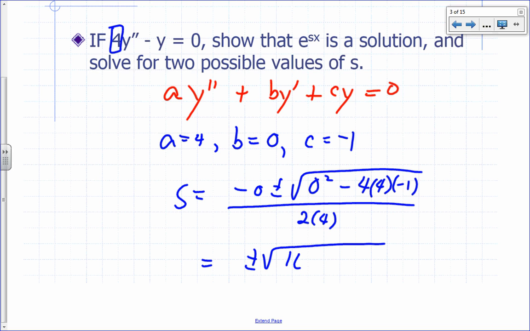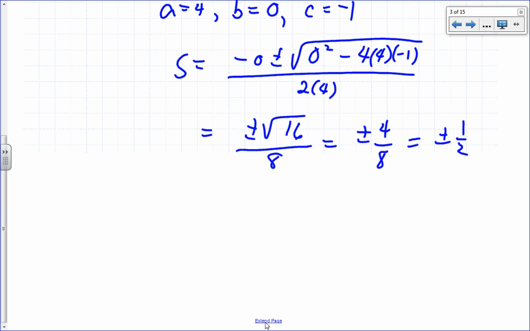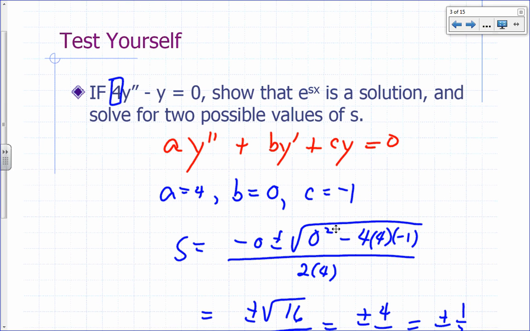16, right? That's square root of 16 over 8. So plus or minus 4 over 8, so plus or minus 1/2. So e to the 1/2 x is a solution, and so is e to the -1/2 x. You have two solutions, and you plug that back into your differential equation, here, and here, and here. You should get 0. Okay?